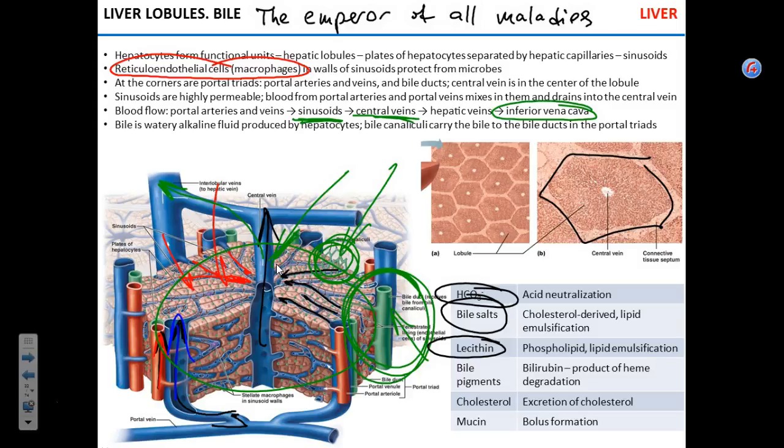Bile pigments actually play a very important role. They allow you to get rid of the heme component of the blood that's actually toxic. Okay? Your red blood cells get destroyed. You need to get rid of the heme. Heme is broken down into bilirubin, and bilirubin is excreted with feces. Does that make sense? Cholesterol.